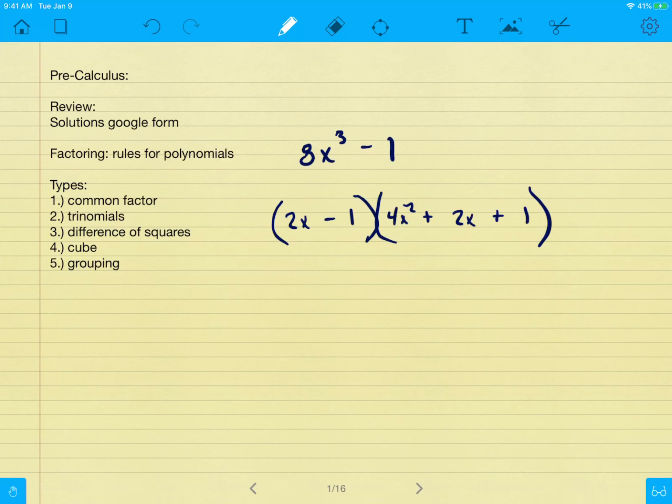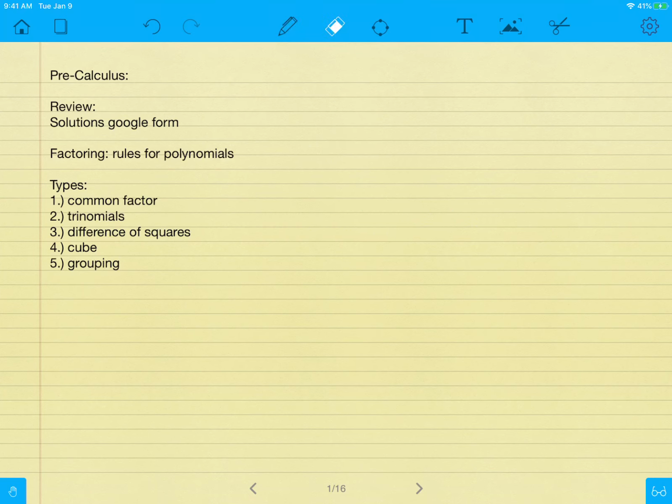And again, you ignore the negative signs and whatnot because we've already done all the signs. So there you go. If you FOIL it out, first, outer, and last, it does actually work out to be 8x cubed minus 1. And the absolute last cube problem that we have, I believe it has two numbers in it.